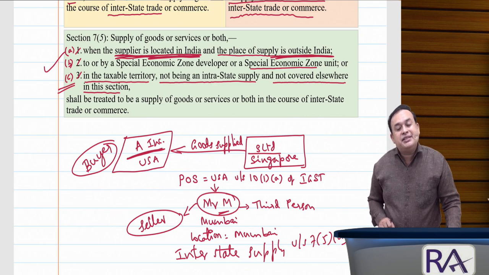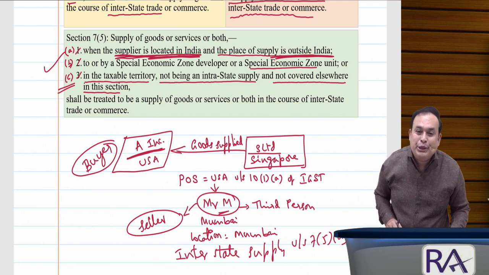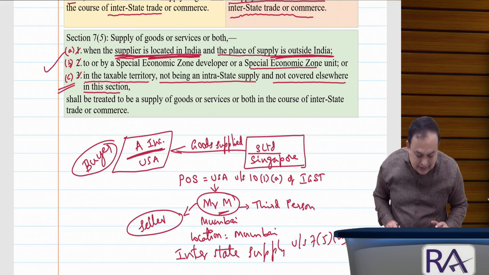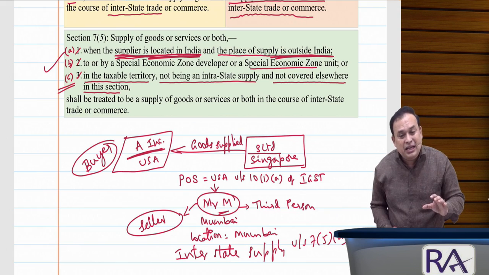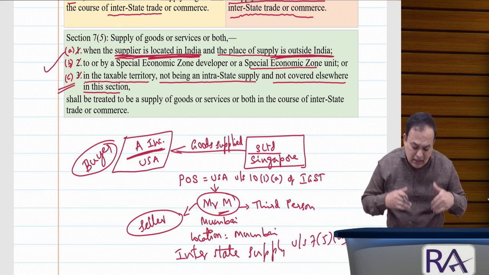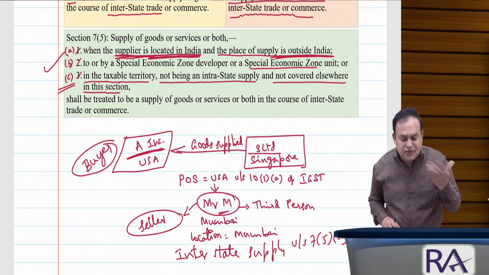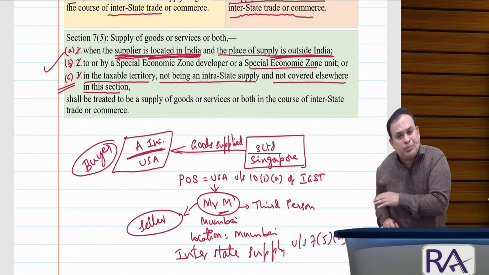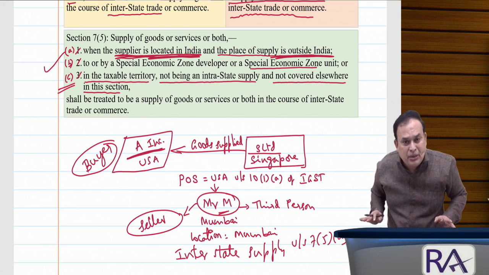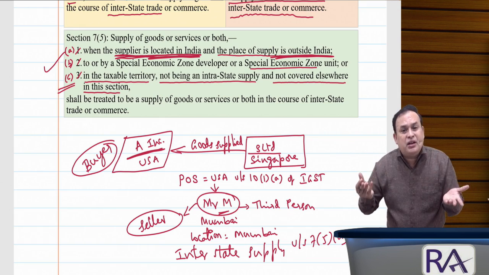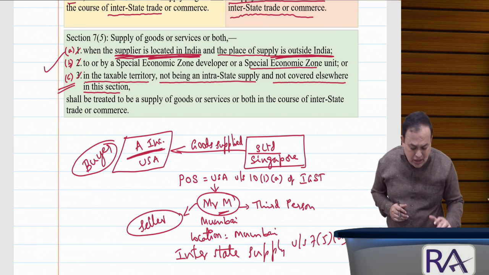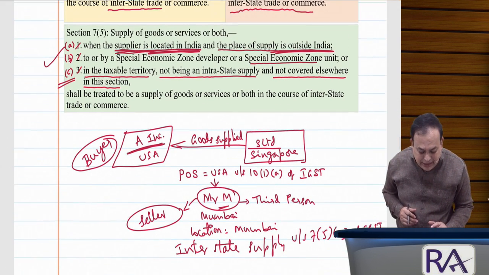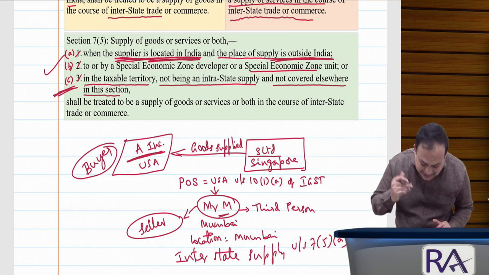How to understand this? A classical example I am going to bring to your notice on the screen. Just look and understand. Section 7.5c: supply of goods or services or both in the taxable territory, not covered elsewhere and not being an intrastate supply, falls under 7.5c of the IGST. A simple example I am bringing for 7.5c is as follows.